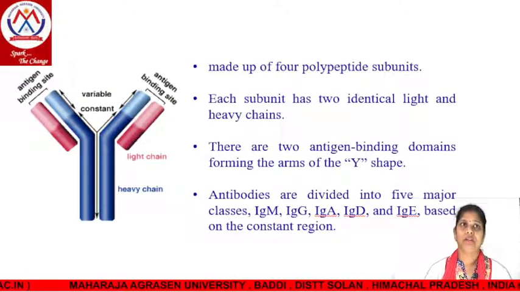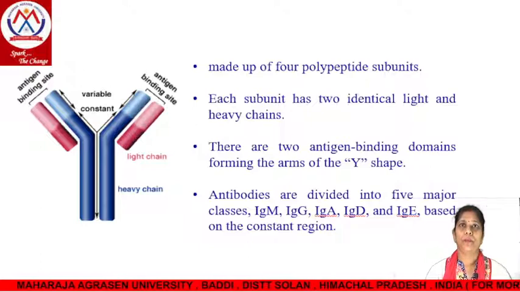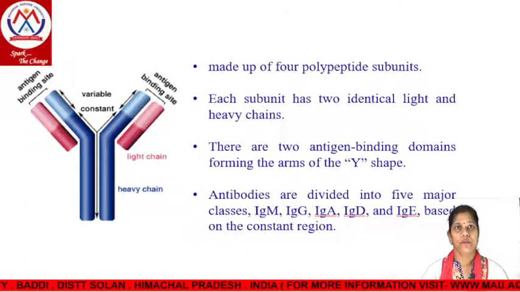This is the general structure of the antibody. Each and every antibody is made up of 4 polypeptide subunits. You can see here there are 4 chains. 2 are blue in color, these are known as the heavy chains, and 2 are pink in color, these are known as the light chains of the antibody.